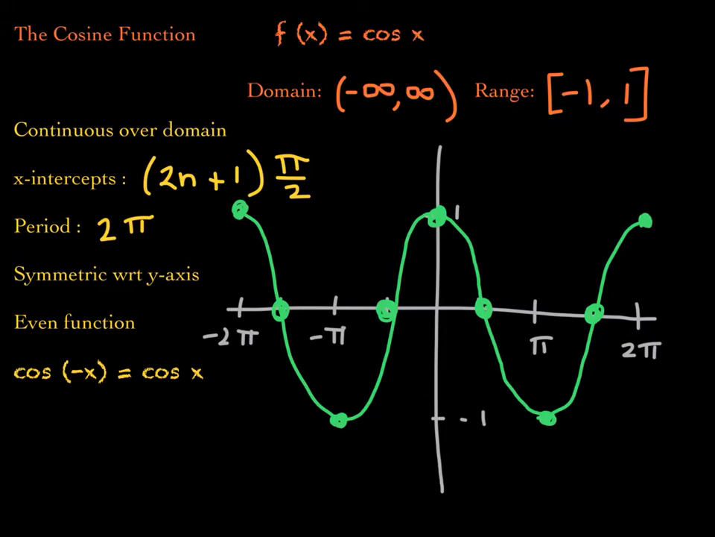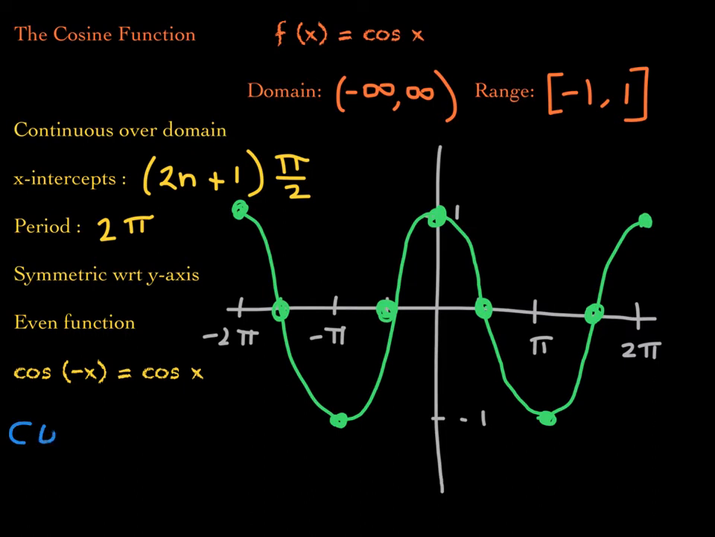I hope you remember from your algebra studies that whenever a function is even, it means that, in this case, cosine of -x is equal to just cosine of x. What this means is if you negate your input, your output remains the same. Even if you consider the opposite of your input, the output remains the same. Let me see if I can highlight this for you.